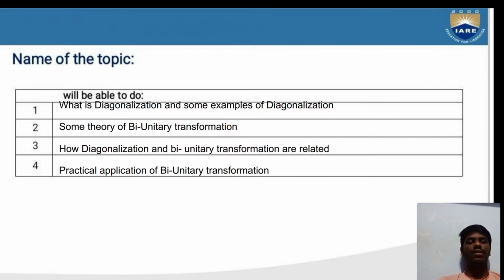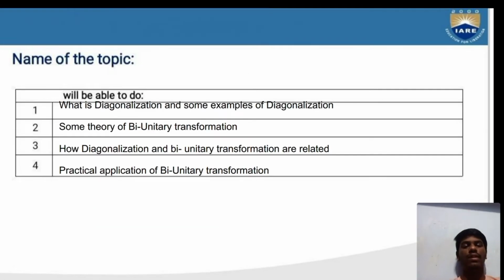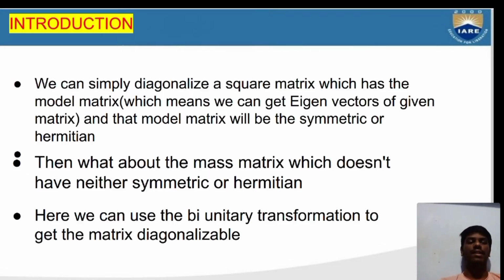Let me divide it into four topics. In the first part, I am going to cover what diagonalization is and some examples of diagonalization. In the second part, some theory of biunitary transformations. Third, I am going to discuss how diagonalization and biunitary transformations are related and how these two are correlated. And fourth, practical applications of biunitary transformations, where I am going to discuss some examples. Let's move on to the next slide.